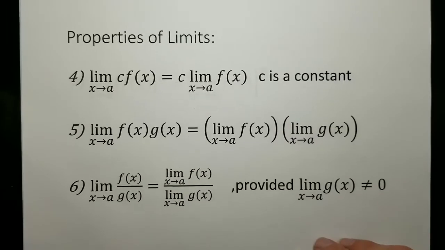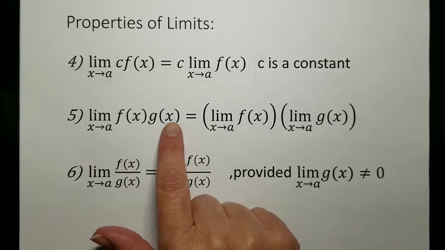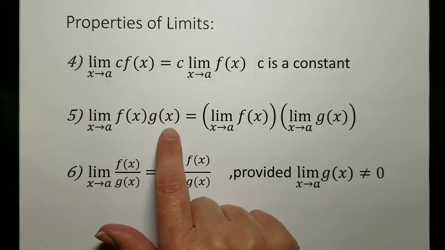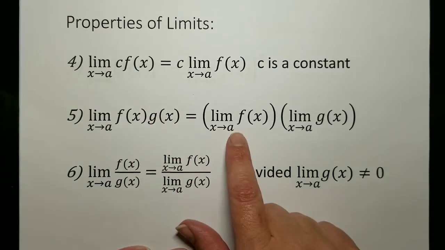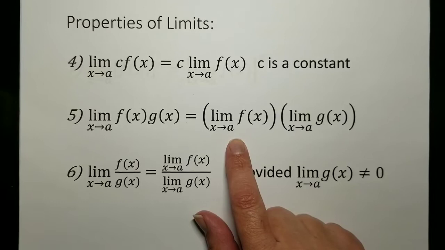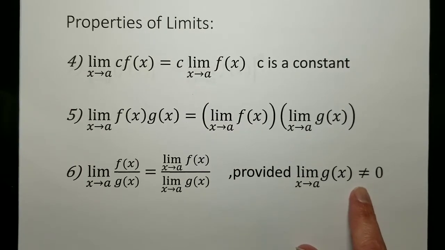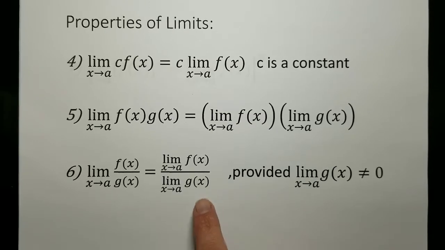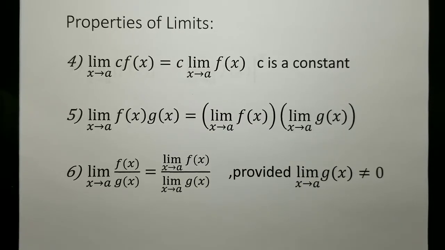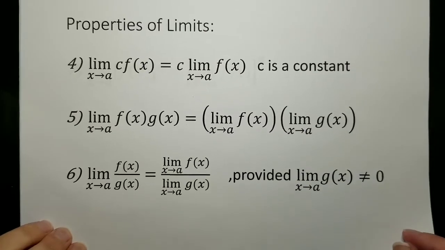Number 5 is similar to number 3. If we have 2 functions combined with multiplication, then we can take the limit of each smaller function and multiply those limits together. The same for number 6 works with division, provided that the limit of the denominator is not equal to 0. And we saw in the previous lesson how oftentimes we may get a rational function and may get an indeterminate case and need to do some simplifying because we can't have that 0 in the denominator.